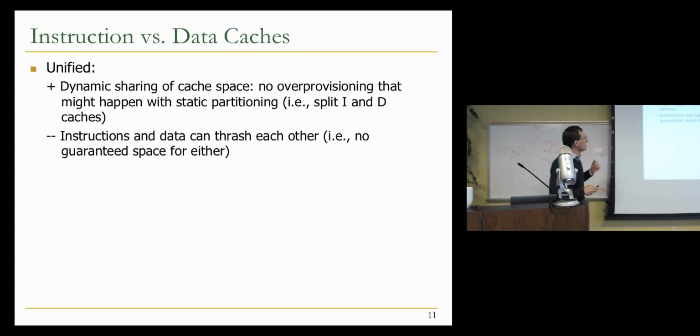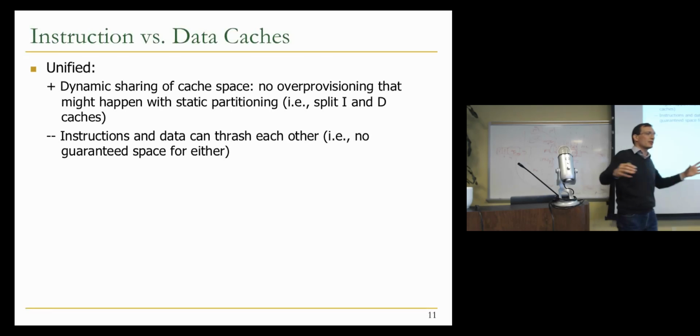That's the upside. The downside is that you could now get instruction and data thrashing each other, which means there's no guaranteed space for either one. They can conflict with each other, and there's no guarantee that you have instructions to supply to the processor. This is, in general, a problem: instructions and data interfere with each other in the cache because they share it.